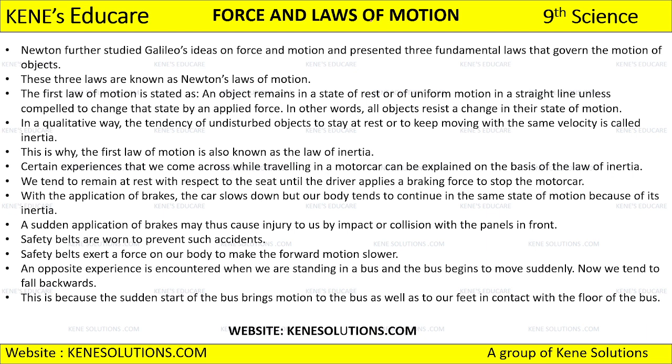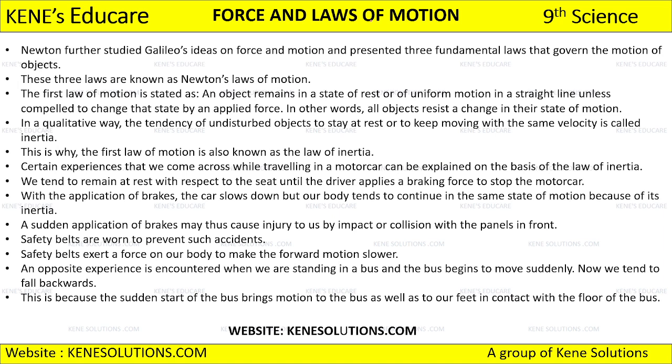So a sudden application of brakes may cause injury to us by impact or collision with the panels in the front. If the driver applies a sudden brake, we can have an injury from an impact or collision with the panel in front of the car, right? That is not good for us. So safety belts are worn to prevent such accidents, and safety belts exert a force on our body to make the forward motion slower, right?